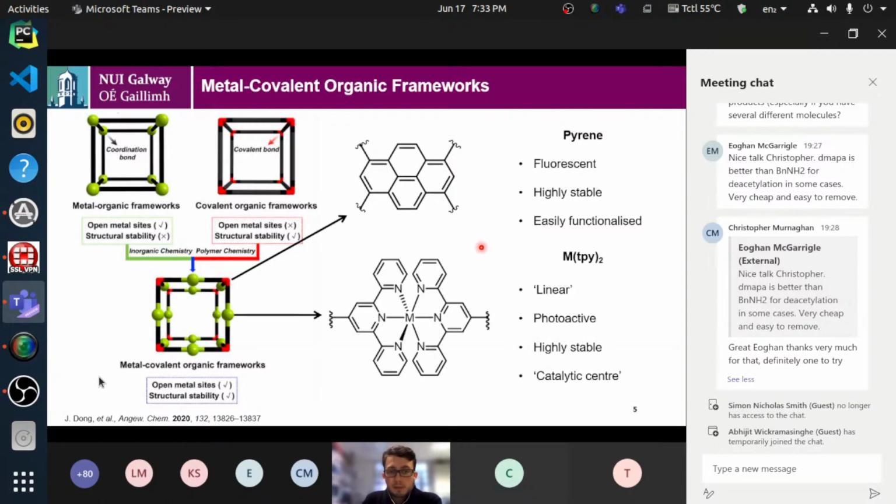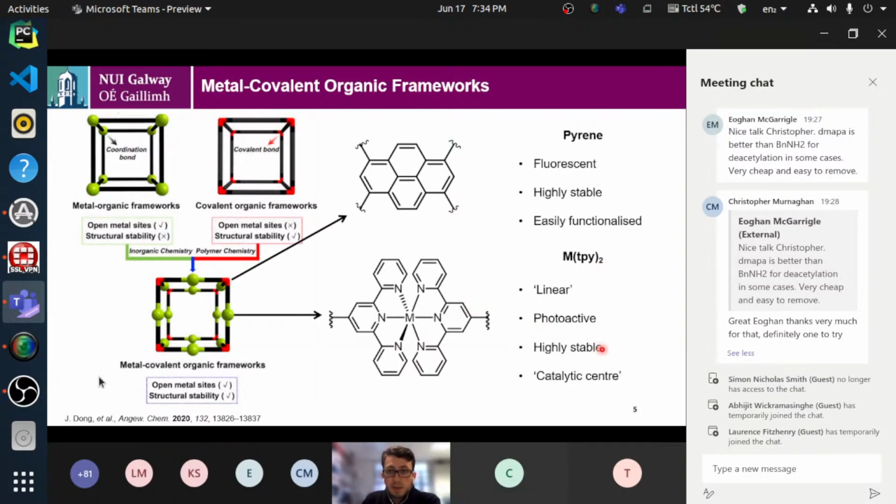And then as for our metal complex that we're using to link these devices, we are looking into using metal diterpyridine complexes. They are linear in the form of the 4 substitution on the central terpyridine linked to the metal. They're also photoactive, more so depending on the metal that you use in the center. They're highly chemically and thermally stable, much like the pyrene, and they have the catalytic center in the central metal.